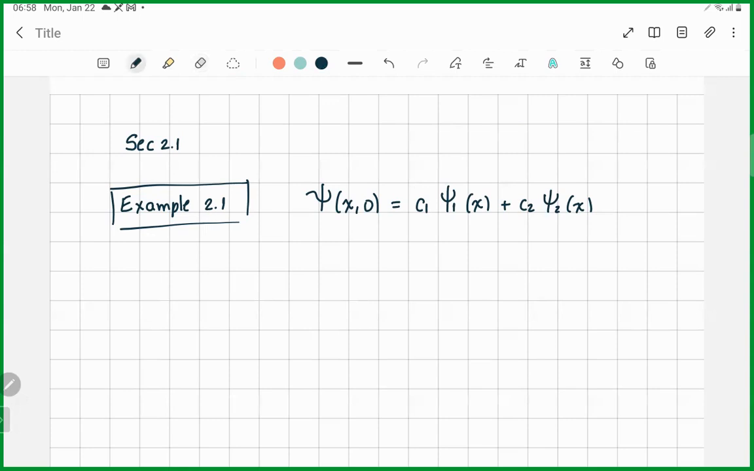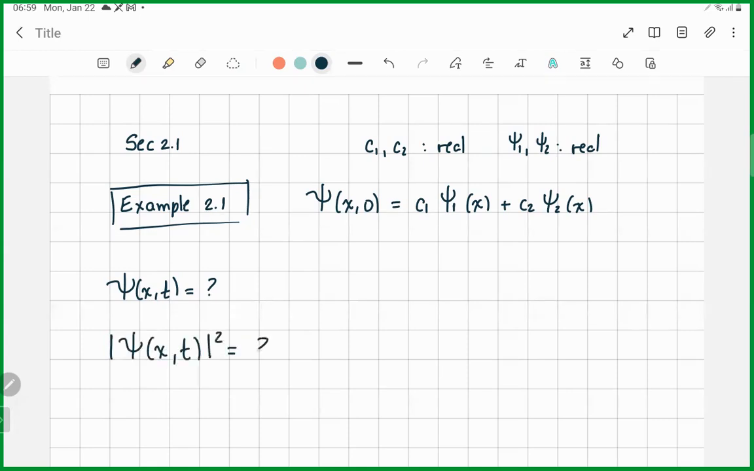Let's also assume, just to make our life easier, that these coefficients are real. They could be complex, but let's assume they are real, and that psi1 and psi2 also could be complex, but let's assume they are real for this problem. And what is the problem? Well, they want us to find the wave function later in time. And once we have that, we want to find the probability density, which is the absolute square of that.